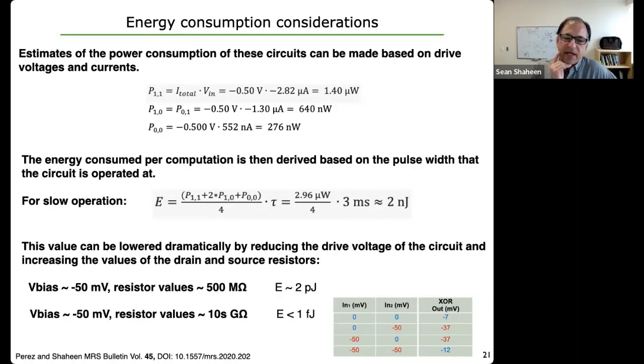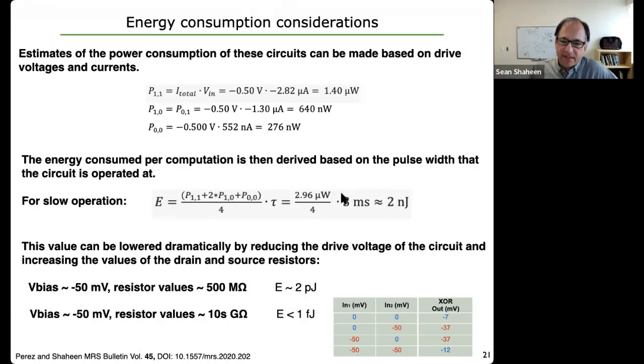Now, there are pathways to get that much smaller. The first pathway is to increase the resistor values. In what I showed you, we were using a couple megaohms, but if you could go to hundreds of megaohms or even gigaohms, then those energy values go down, of course, because ohmic losses are reduced. The second would be to just run at lower voltage. If you could run this at a few tens of millivolts, then you could get down to very low energies per computation, something below a femtojoule. We haven't done it, but this is just an estimation of where you would need to go.